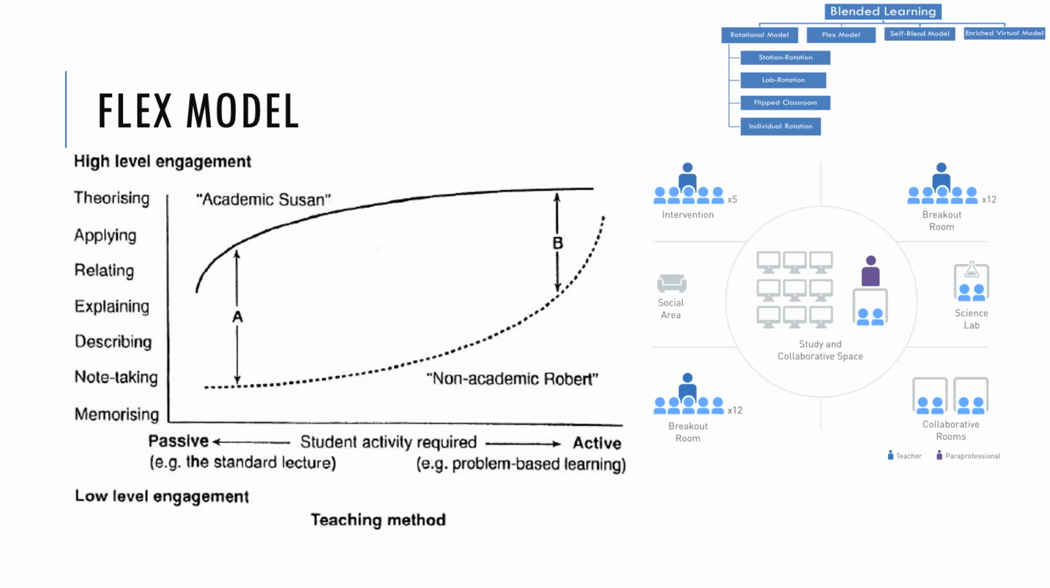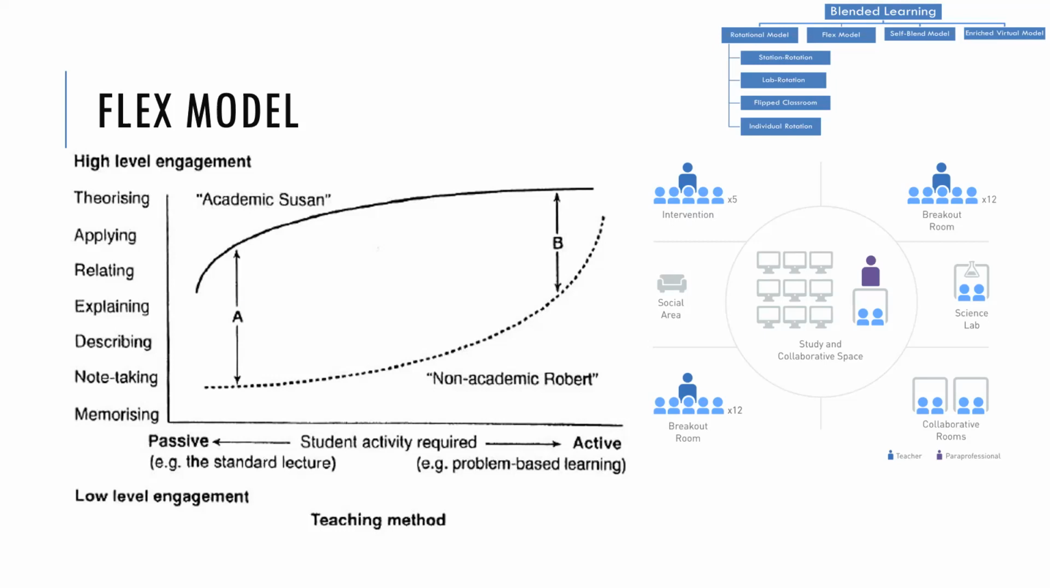Non-academic Robert comes to the university with just barely above memorizing, has done the A-levels, everything, and has come to university and is good at note-taking, or maybe not even that. And it's very passive learning. And you have to find a way to drag this person, prevent him from sliding back, prevent him from stagnating, and take him to a higher level of learning.